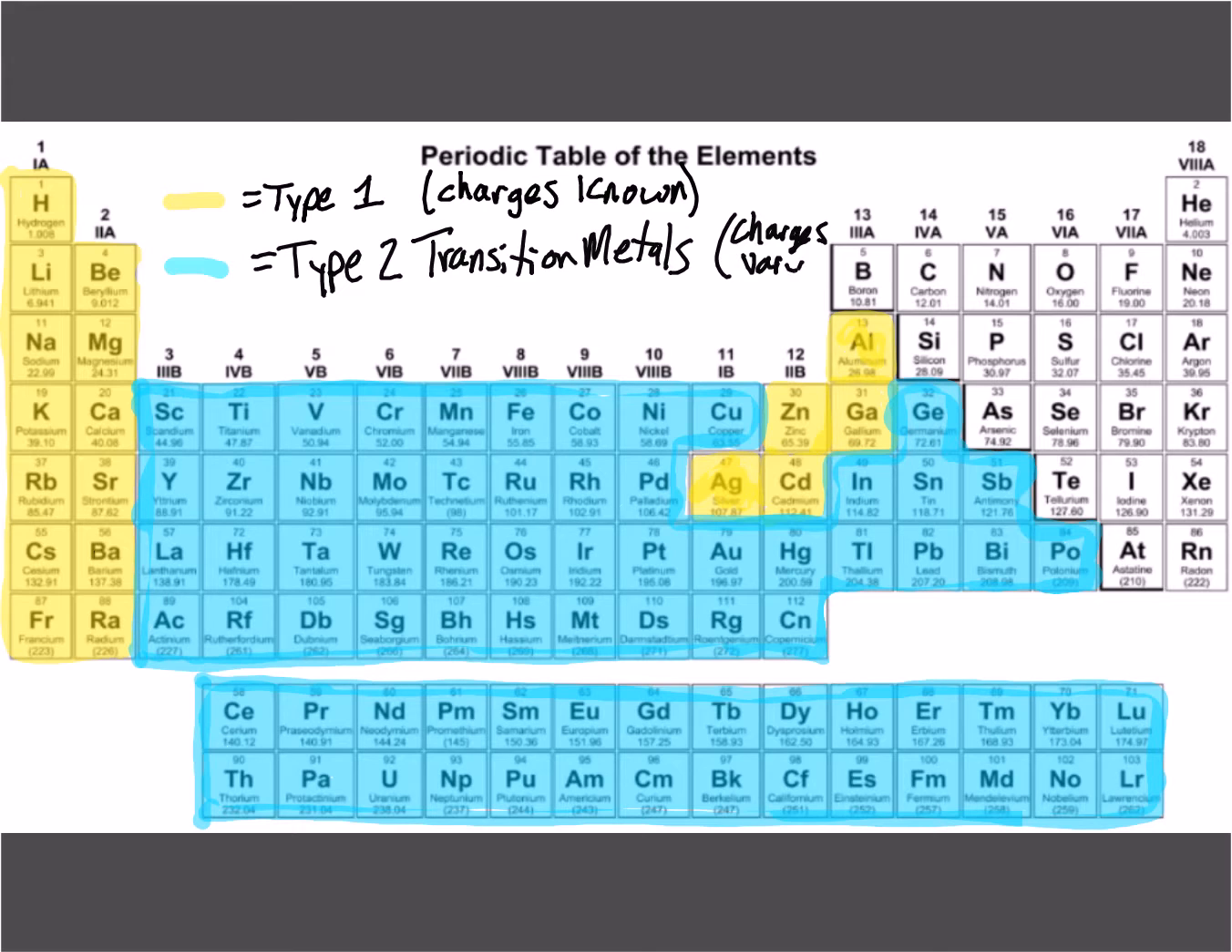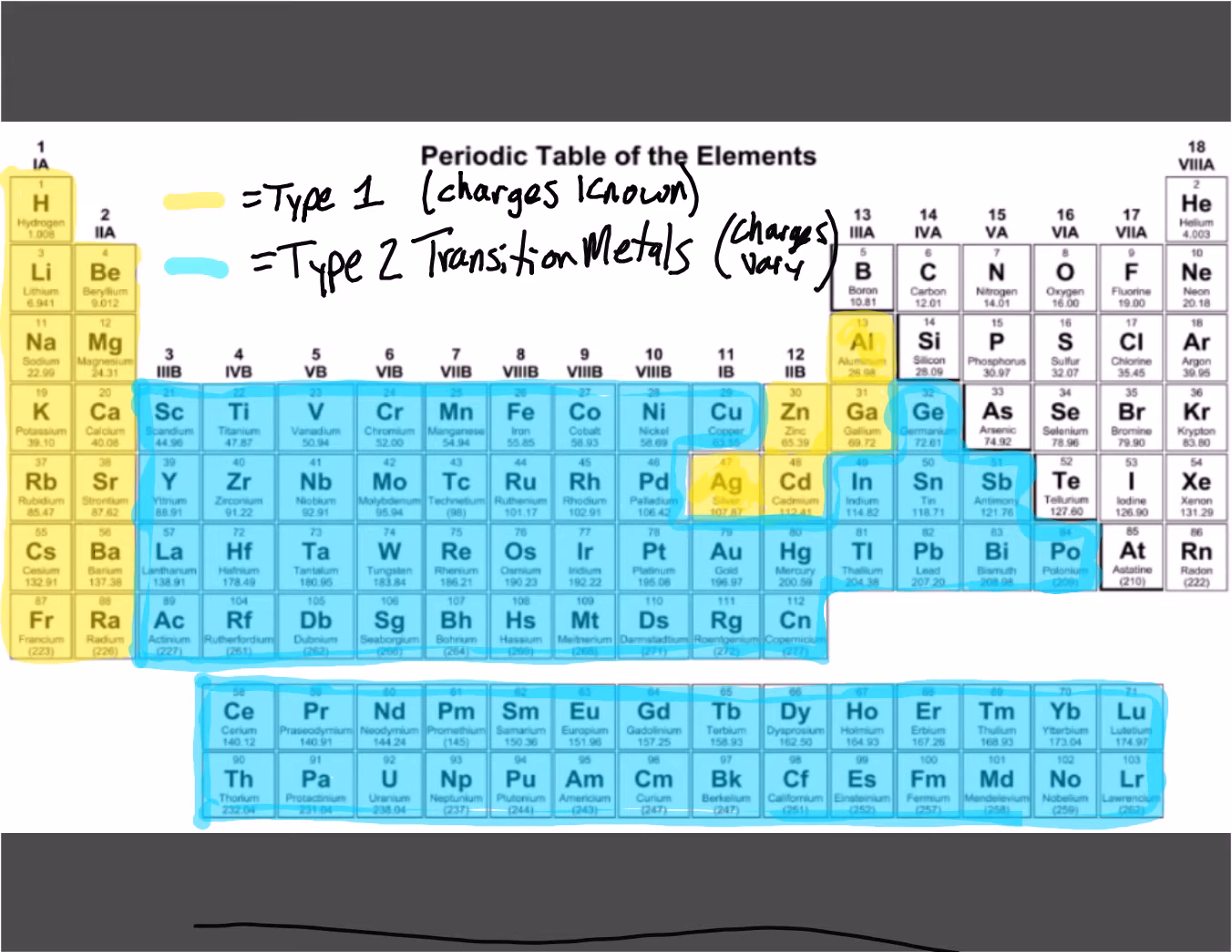Their charges will change. How do you think we're going to be able to identify what their charges are when they're in a compound? Comparing them to the other element? Yeah, it depends on what the other element is, guys. With ionic compounds, we will always know the charge of at least one of the elements in a compound. The other one we may know, we may not know. If we don't know it, it means it's a transition metal, so the charge will change. It depends on what it is bonded to. Then we'll be able to figure out the charge of the transition metal.